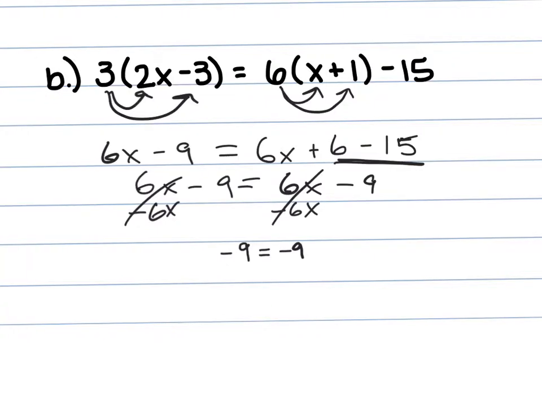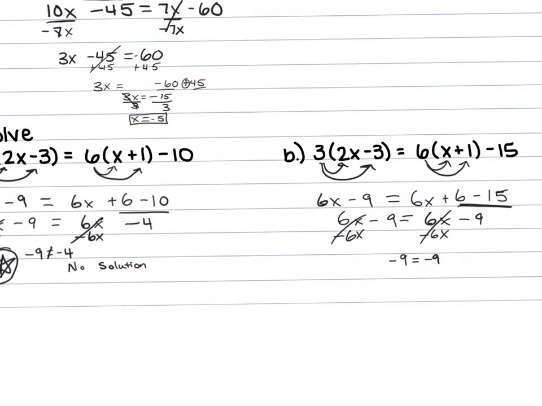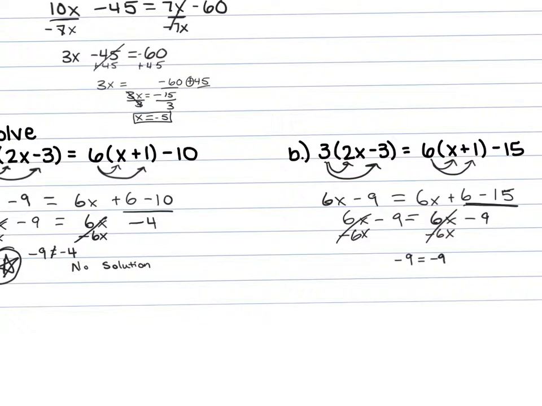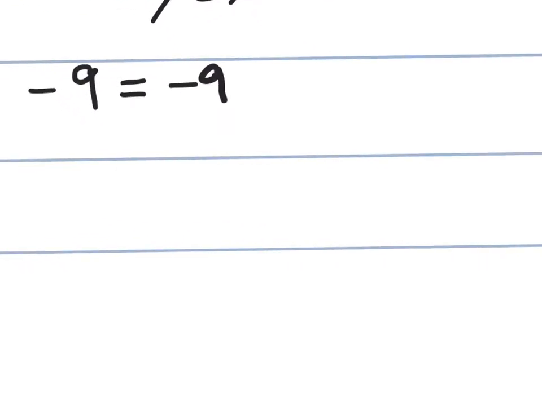Negative 9 is equal to negative 9. Now a moment ago, when we ended up with negative 9 is equal to negative 4, we knew that wasn't true. Those are not equal, and we got no solution. So what do you think this means?